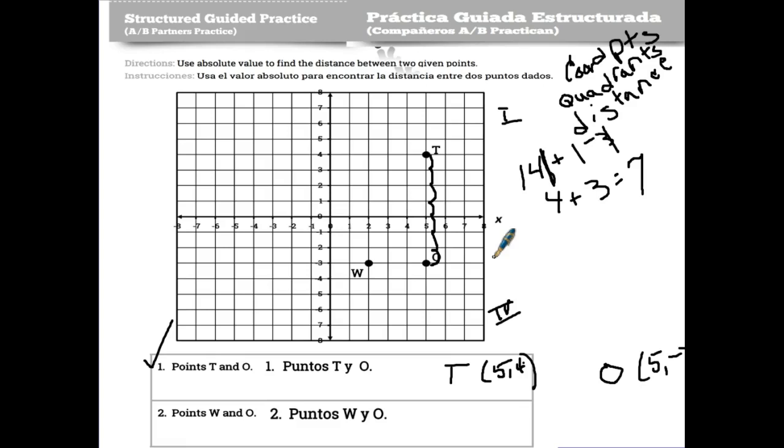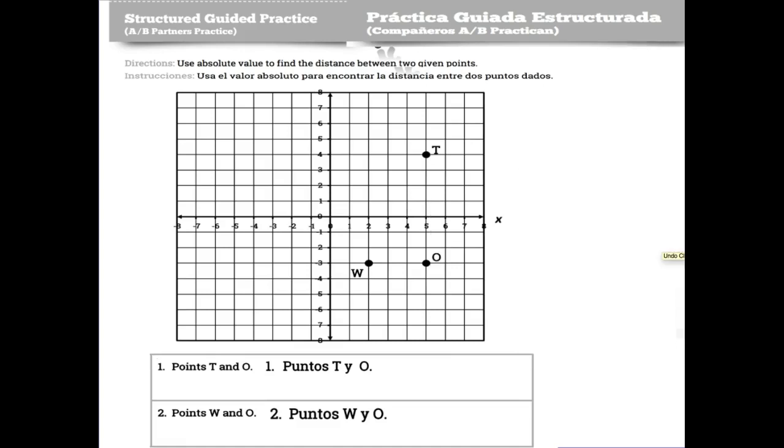Adding the absolute value, because they're in different quadrants, I get a distance of 7 spaces. So now let's take a look at W and O. First thing I want you to do this individually and then share first. Remember, you're going to find the coordinates, then you're going to find the distance, and then you're going to find the quadrant or quadrants that this is in.